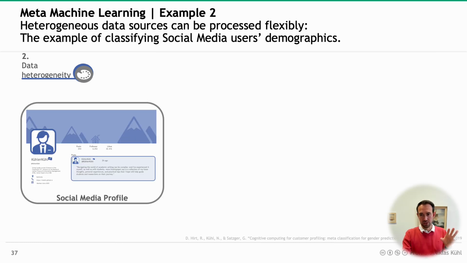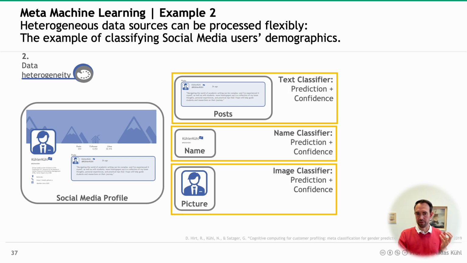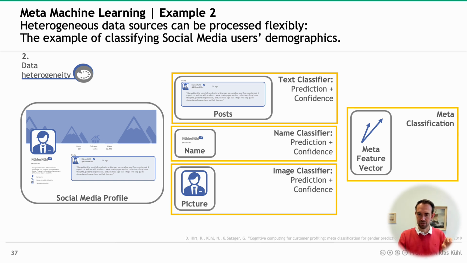Now, to address that, we will look at these different data sources over here. We will look at the posts that this person had. We will look at the name and the picture. And in the logic of our meta classifier, we will now build distinct classifiers. So we build a text classifier that outputs a prediction and confidence based on the post. We build a name classifier that makes a prediction and confidence based on the name. And we make an analysis of this picture. All of that is then combined into a meta feature vector, which gives us a meta classification.